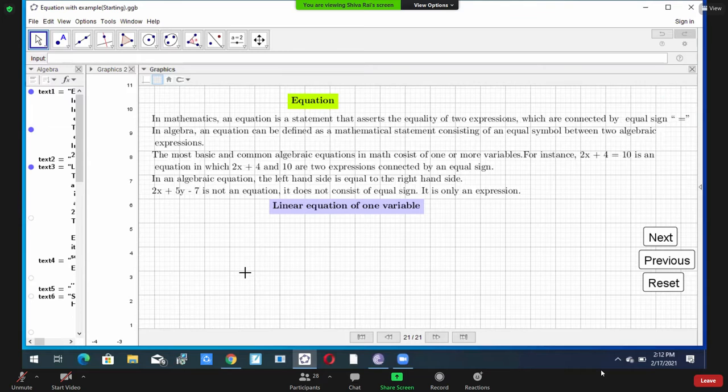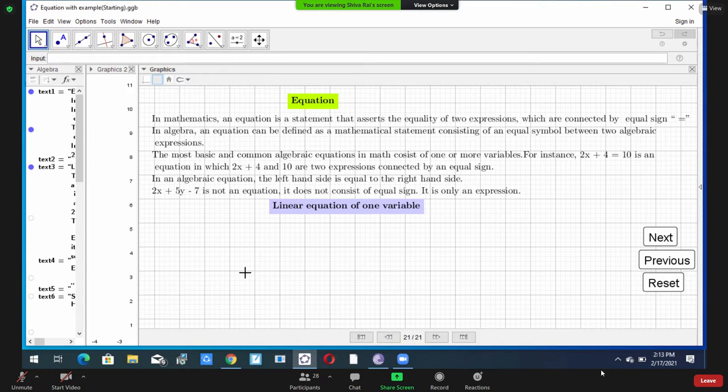In algebra, an equation can be defined as mathematical statement consisting of an equal symbol between two algebraic expressions. Okay, between two algebraic expressions, we use equal sign to make the equation. It means two algebraic expressions are joined by equal sign. Then it becomes equation. The most basic and common algebraic equations in math consist of one or more variables. But here at first we are going to deal having only one variable.